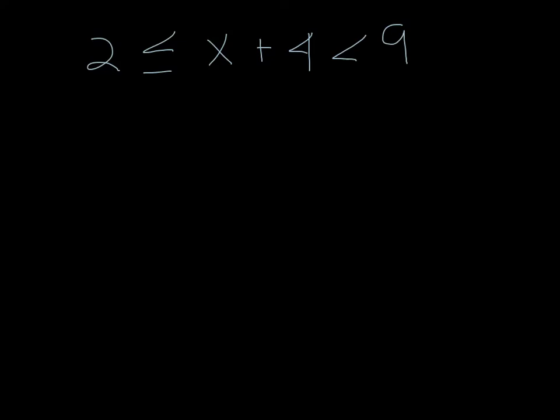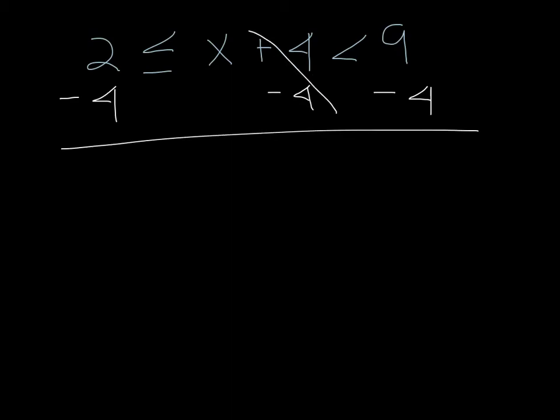The next type here is what we call an AND problem. So we have 2 is less than or equal to x plus 4, which is less than 9. So to solve this, you work from the inside out. So what we do to get this x by itself is we subtract 4 from both sides of the inequality. So you have to do it actually 3 times, because what happens is cancel those, which we wanted, but we have to keep it balanced. So 2 minus 4 is negative 2, which is less than or equal to x, which is less than 5.